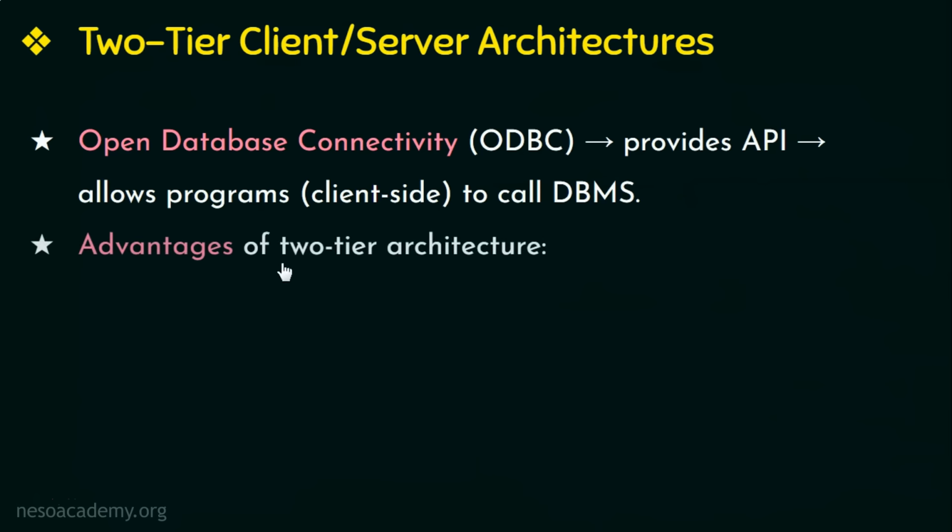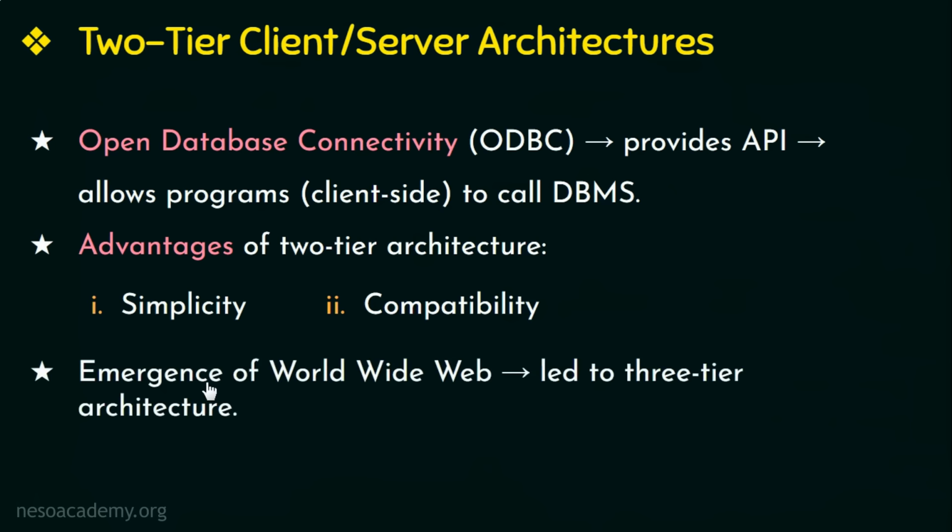The advantages of two-tier architectures are, the first one is simplicity, and the second one is its compatibility with other systems. The emergence of the World Wide Web, or WWW, changed the roles of clients and server, thus leading to three-tier architecture. So this is all about the two-tier client-server architectures, and it is called two-tier because its software components are distributed over two systems, the client and the server.